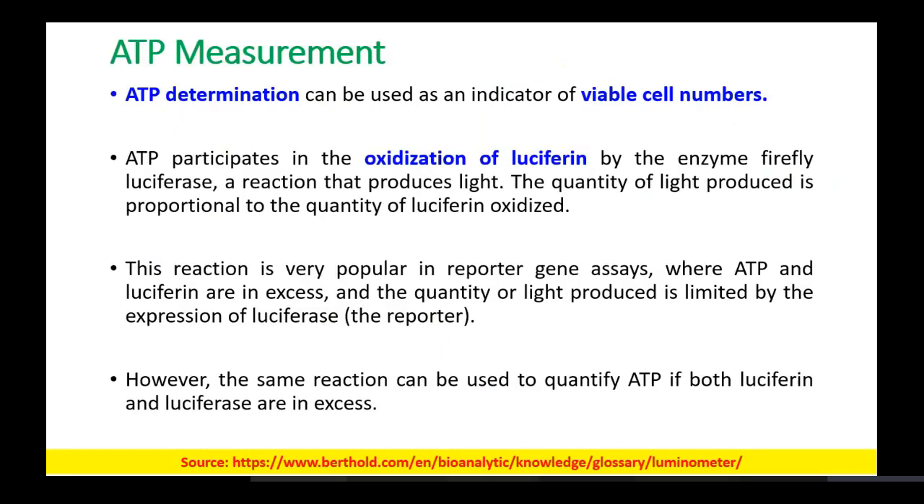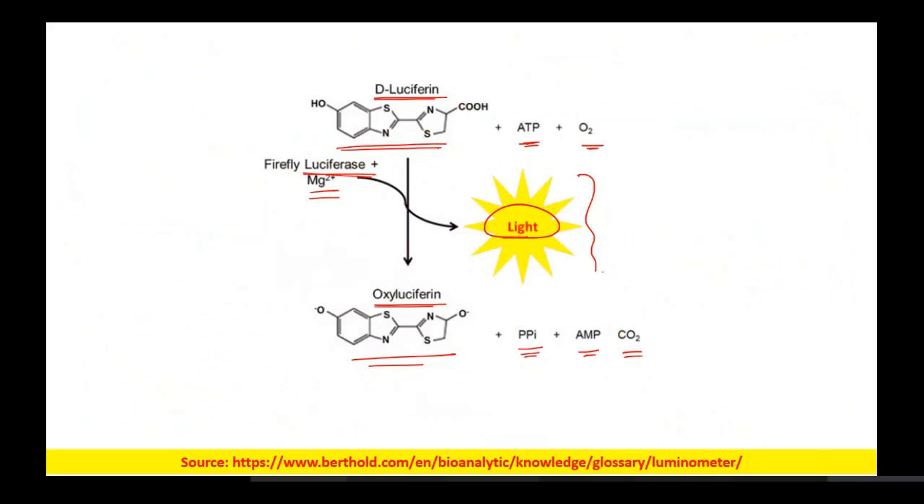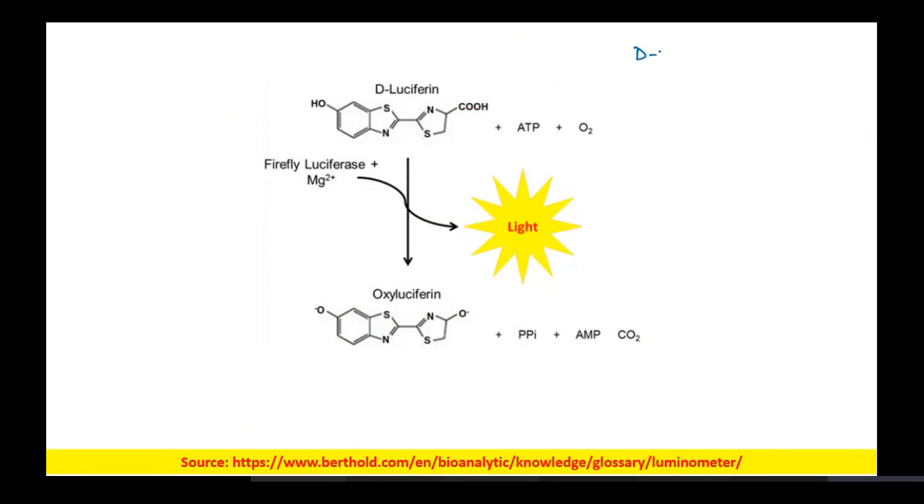Then it can help us in measuring the ATP content within a system. So ATP determination provides us information about the viable cell numbers. Okay, the higher the number of cells, the higher the ATP. Now, if you go over there, in the first case, in this equation, we have D-luciferin, we have ATP, we have oxygen. Okay. So oxygen is for the oxidation.